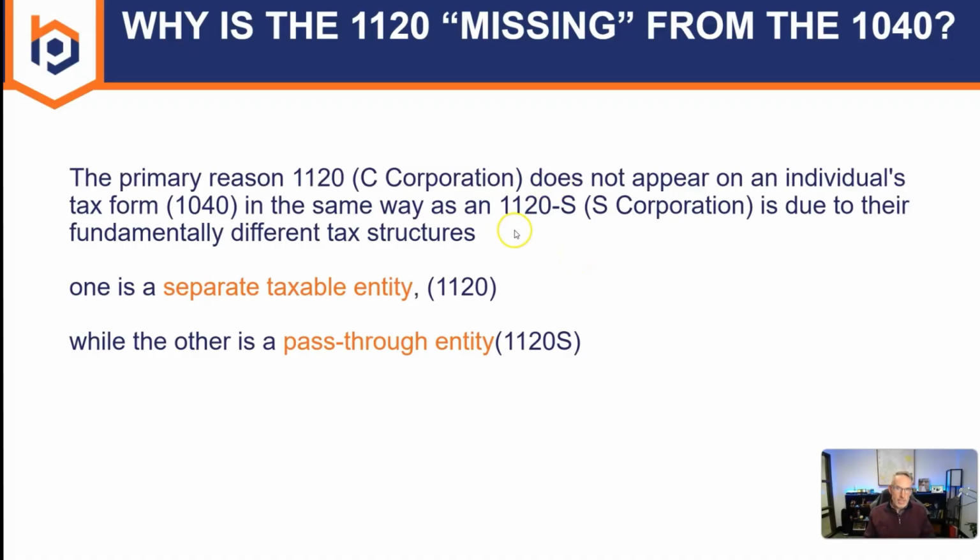Okay. Now let's talk about the legal reason why the 1120 is missing. The primary reason is a C Corp, which is 1120. They use the 1120 tax form, not 1120S. The C Corp does not appear on an individual's tax form in the same way 1120S does. Both are corporations. One is a pass-through entity and one is a separate taxable entity. It's like a different person.